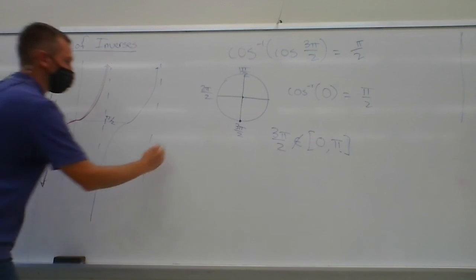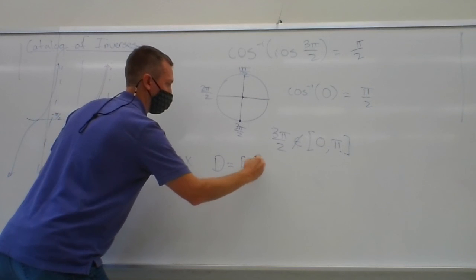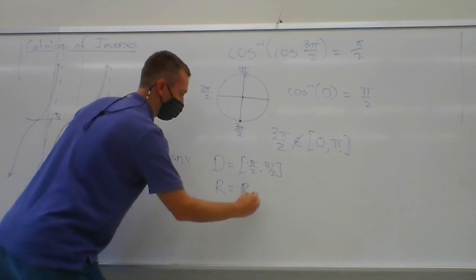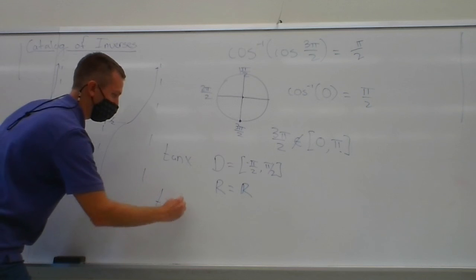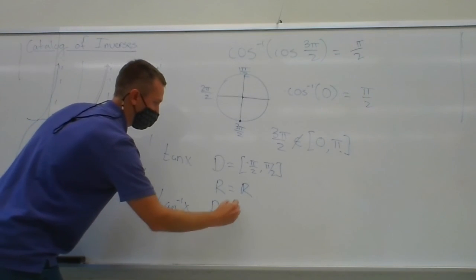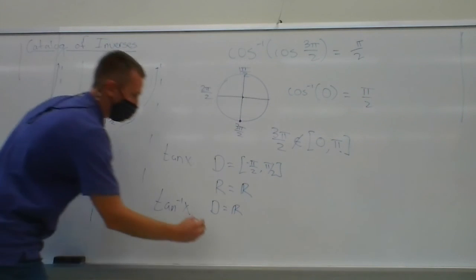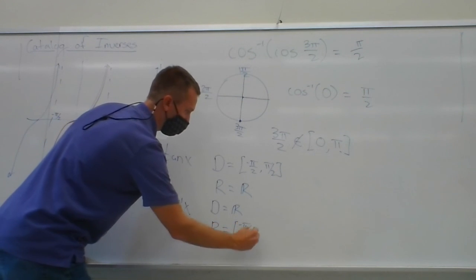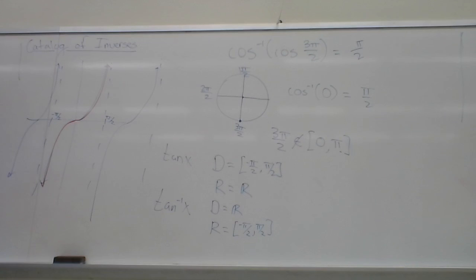So for tangent, I'll give you the same information. We're going to say it has a domain of negative pi over 2 to pi over 2, and a range, we know what that is, it's all real numbers. This restriction does in fact give us an inverse function which has a domain equal to all real numbers. You can get anything you want in tangent inverse, and it outputs an angle between negative pi over 2 and pi over 2. If this is too low to read, it probably is. Domain and range have just swapped for the inverse function, so you can just copy those in the reverse order.